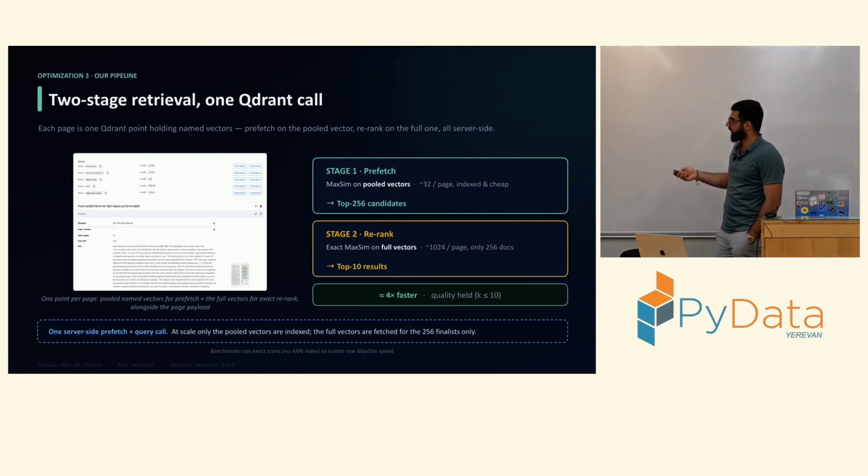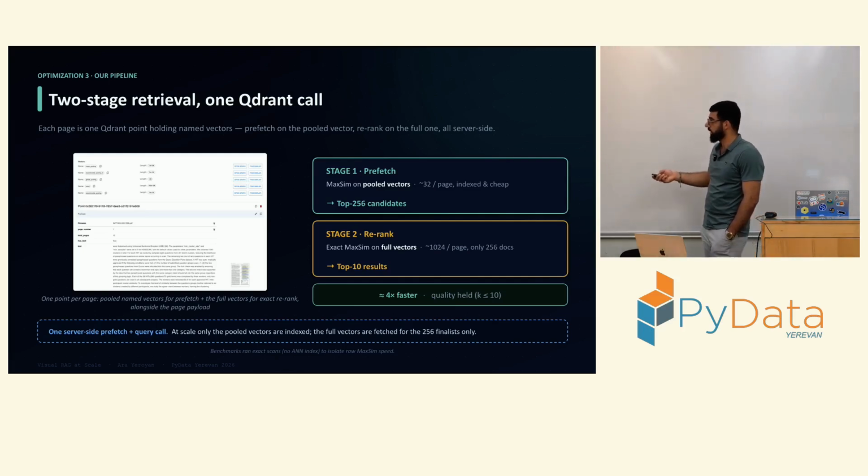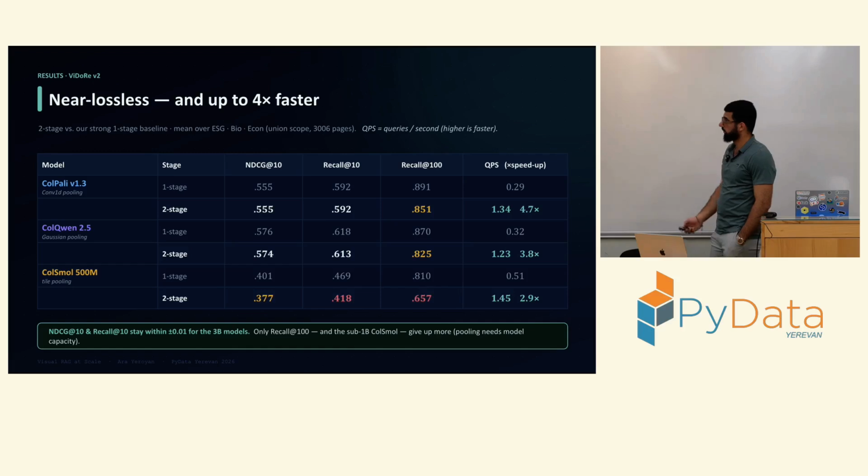So, a basic example: let's do prefetch using the pooled vectors, 32 vectors per page. Already indexed and a cheap operation. Narrow down to 256 candidates versus, I don't know, millions of candidates. And then use their initial 1024 vector representation to narrow down to just 10. That's what we did. And the corpus that we used is actually very small, which is why we only got 4 times faster. But I believe if we scale to millions of documents, for a much bigger project, the performance gain would be even higher.